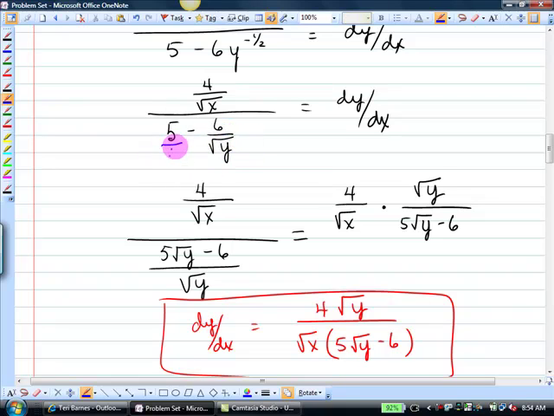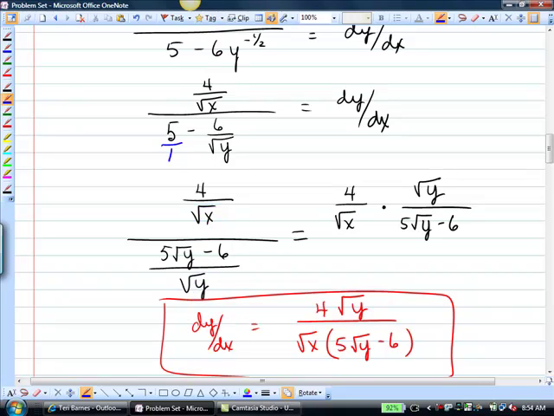This is like 5 over 1, and if I want to make that one fraction, I've got to combine these two. What's the common denominator? Square root of y. So if I multiply square root of y over square root of y, I get 5 square roots of y over the square root of y. Does everybody see that? That's that basic algebra doing fractions. So now I've got one fraction over another fraction.